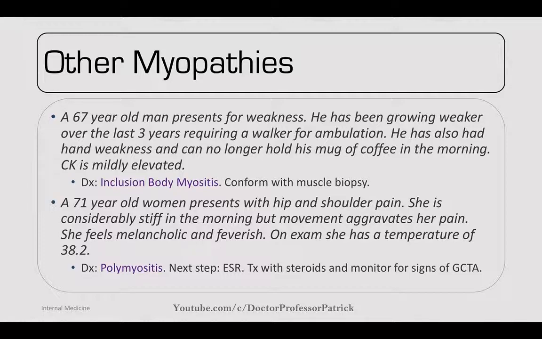Next is a 71-year-old woman who presents with hip and shoulder pain. She's considerably stiff in the morning, but movement aggravates her pain. She feels melancholic and feverish, and on exam she has a temperature of 38.2. So this is polymyalgia rheumatica. The next best test would be an ESR, and you want to treat this with steroids and monitoring for signs of giant cell temporal arteritis.